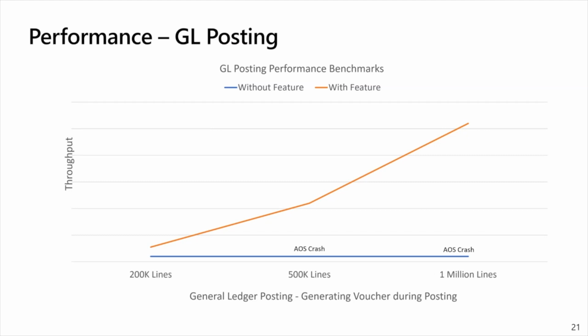The challenge we saw with continuous number sequence, as the volume grew to 500,000 and million-plus lines, was that the AOS was crashing continuously every time. So it was not even working with continuous number sequence in that scenario. And as soon as we enabled this feature, we saw a 300 to 400% jump in the performance. It's a significant improvement, and the performance gains are even higher as the volume grows.